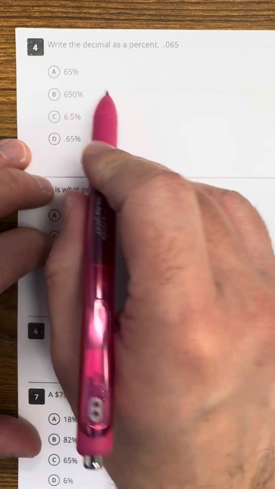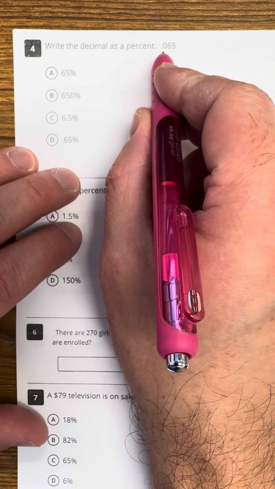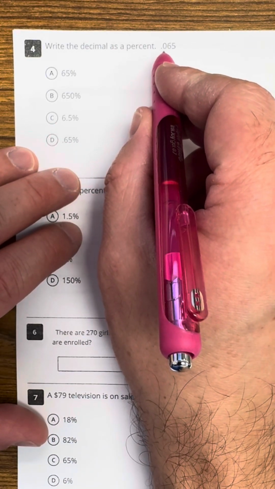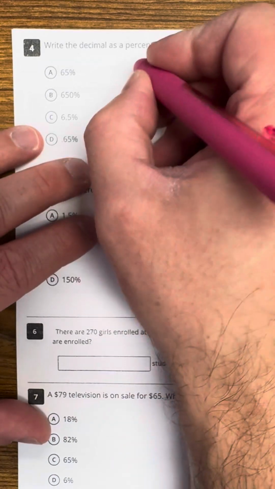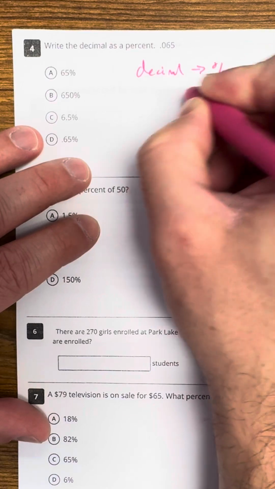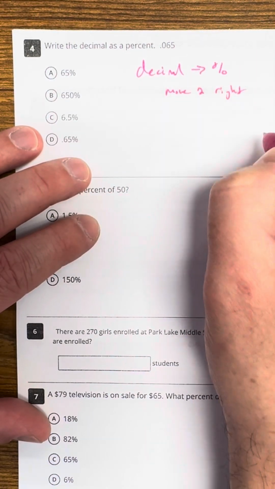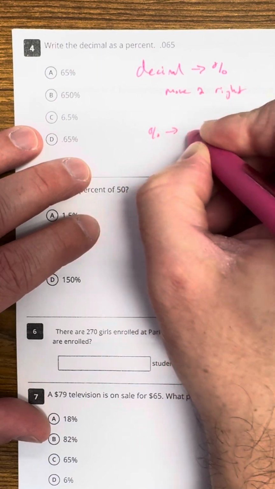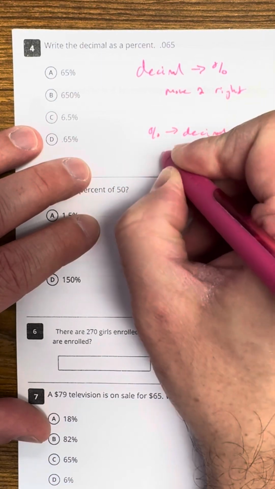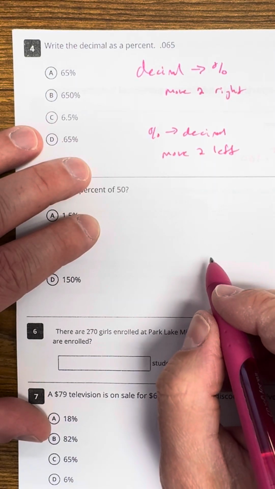All right, write this decimal as a percent. Okay, so whenever we have a decimal, we're just going to move that decimal place 2 times to the right. So decimal to percent, we move right, or move 2 to the right. Percent to decimal, we move 2 to the left. Okay, so that's really, really, really important stuff.